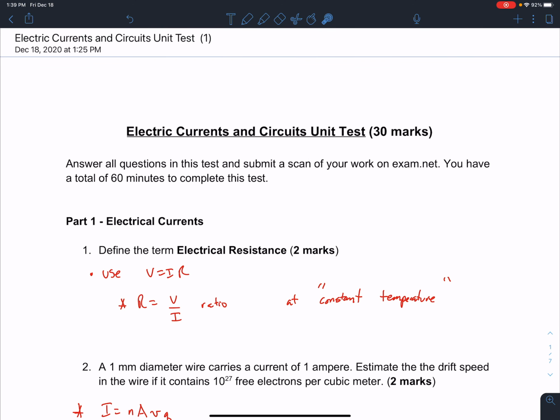Okay, grade 12, electric currents and circuits unit test. This one was a bit of a challenge for us. And likewise, it should be, because it takes a lot of practice doing problems to get used to applying some of this. It's very conceptual, electrical currents.